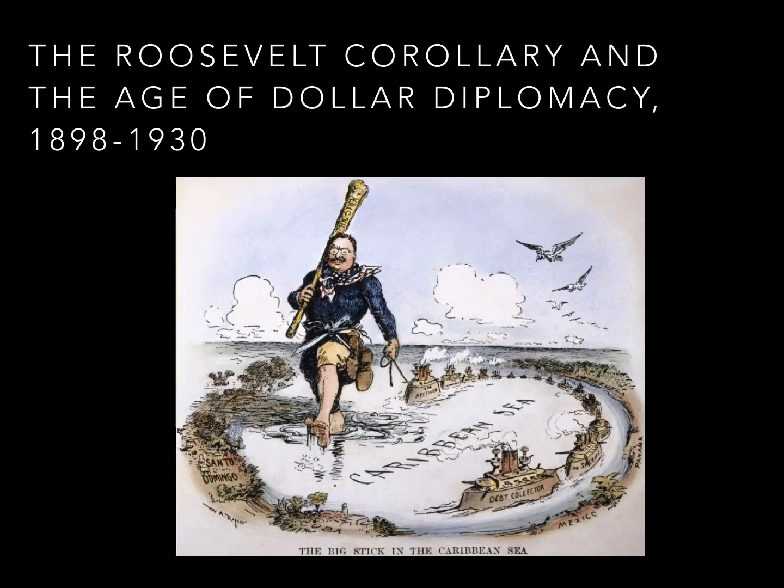Finally, let's discuss the Roosevelt Corollary and the period that historians have dubbed the Age of Dollar Diplomacy, which lasted from 1898 to roughly 1930. So, dollar diplomacy refers to the United States using its economic power to influence nations in Latin America. And after the Spanish-American War of 1898, U.S. policy was fashioned to furnish trade with the region and to keep an open door to foreign markets.